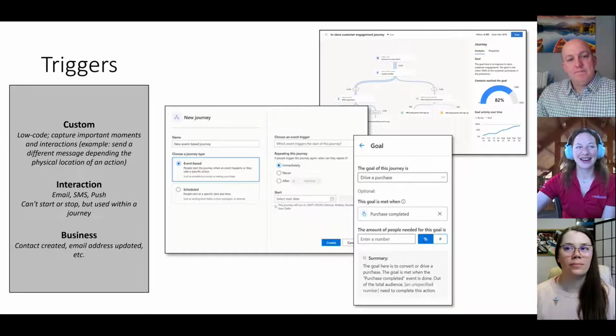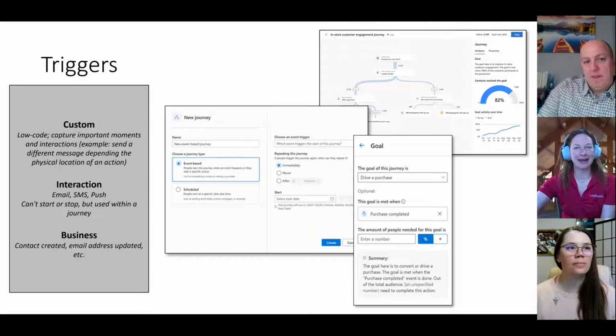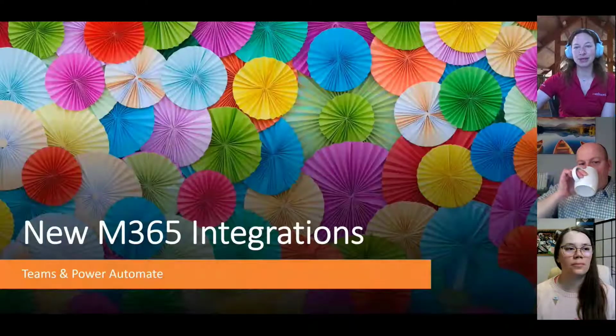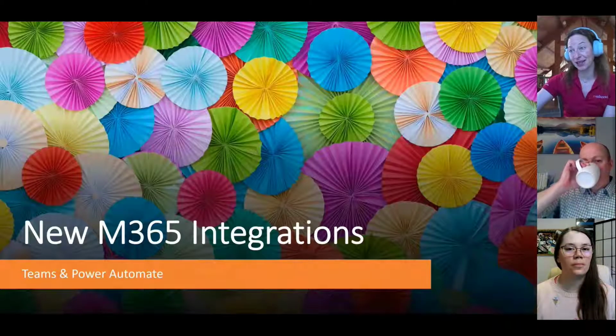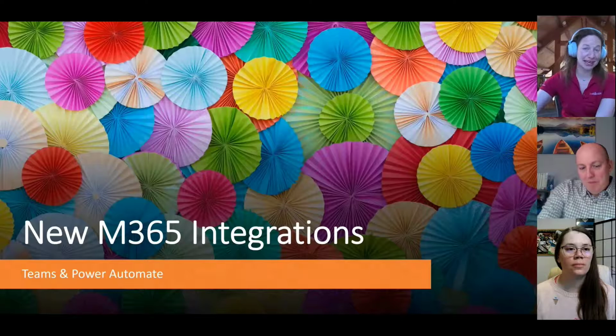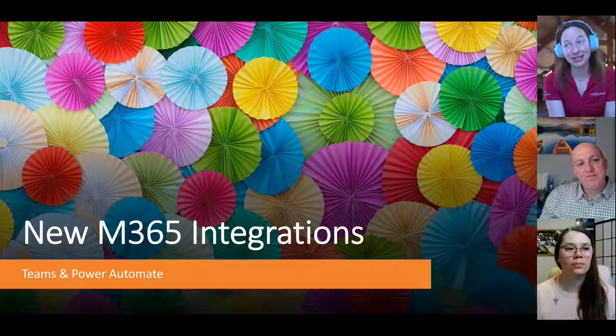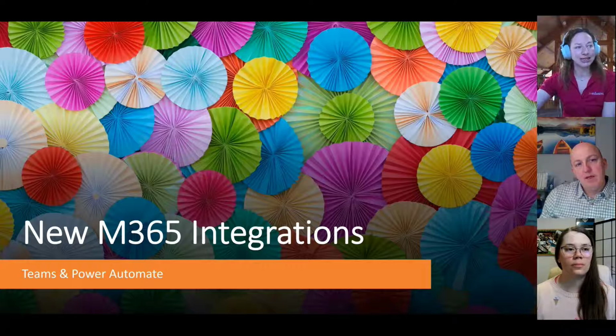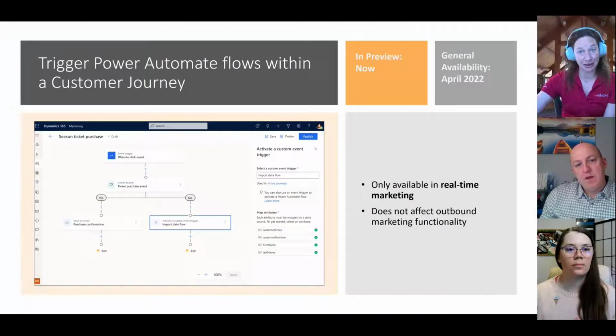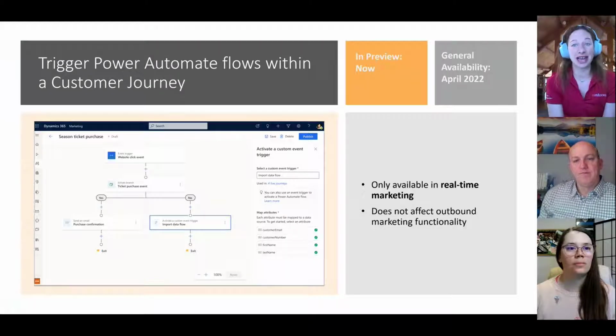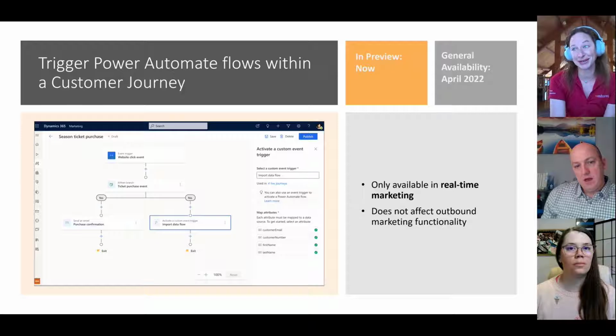Cool. All right, we're going to switch gears a little bit, and I'm going to talk about some of the new Microsoft 365 integrations that are available within Dynamics 365 for marketing, either in preview or will be general availability soon. Those are for Teams and Power Automate. We're going to start with Power Automate. The big change here is you're now going to be able to trigger a Power Automate flow within a journey, which is really cool.